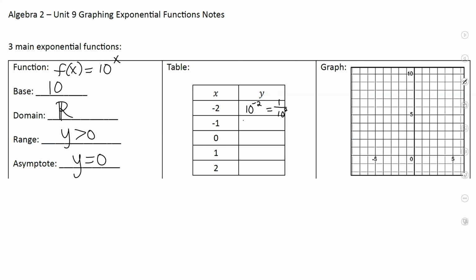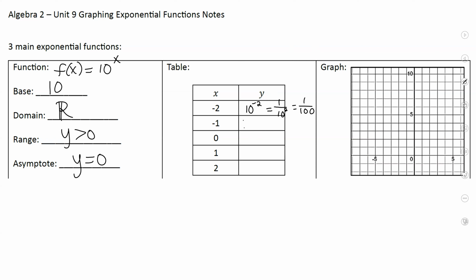So you just put the exponent in the denominator and make it positive. So guys, 1 over, what is 10 squared? 100. That's a really small number. Very close to 0, but we're never going to equal 0 because there's an asymptote there.